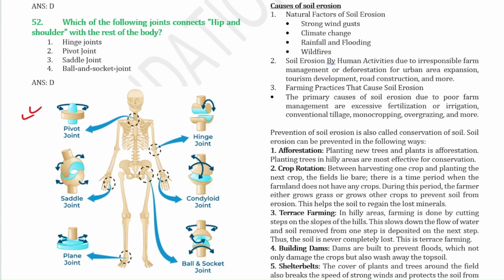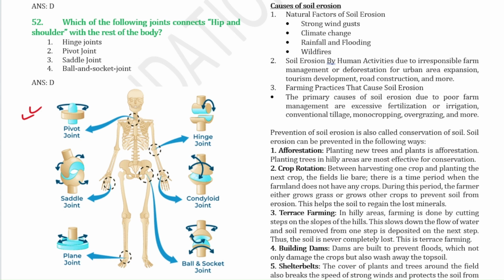Due to natural factors like strong wind, climate change, rainfall and flooding, wildfires, and then soil erosion is also caused by human activities, that is deforestation for urban area expansion, and then tourism, road construction, and many more. And even through some farming practices, soil erosion is caused. Like the primary cause of soil erosion due to poor farm management or excessive fertilization or irrigation, conventional tillage, monocropping, overgrazing, and more. So these are some of the causes for soil erosion.